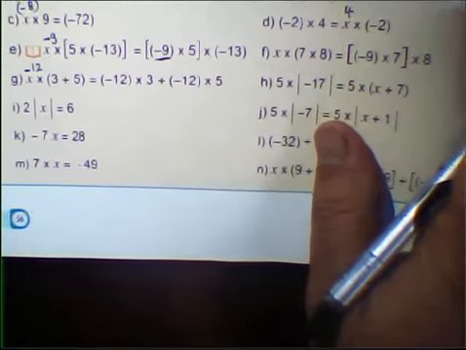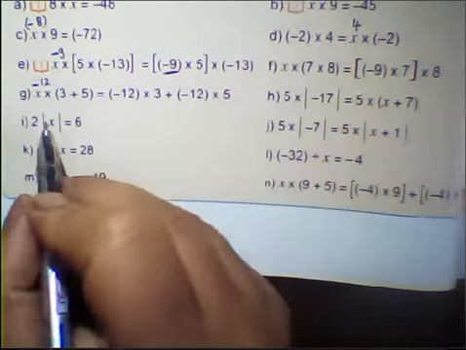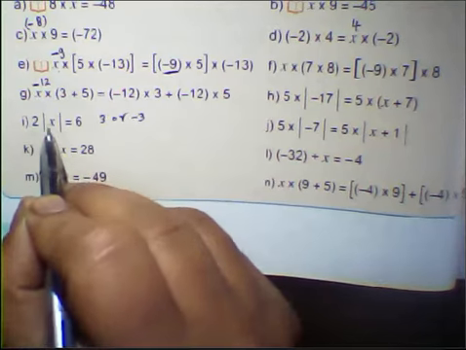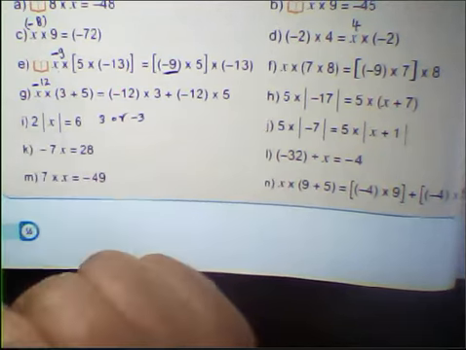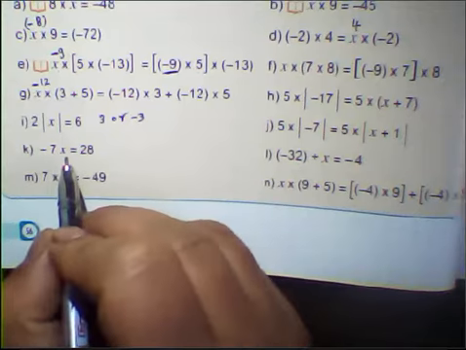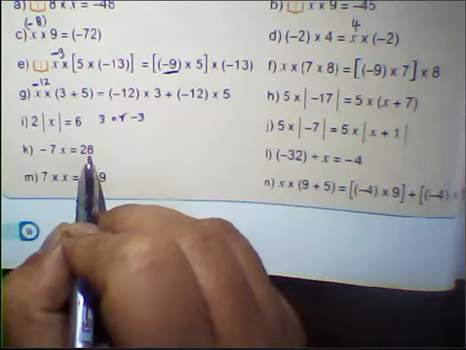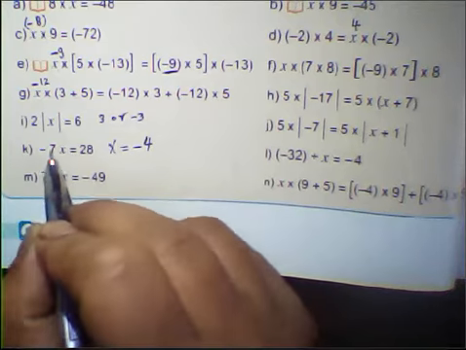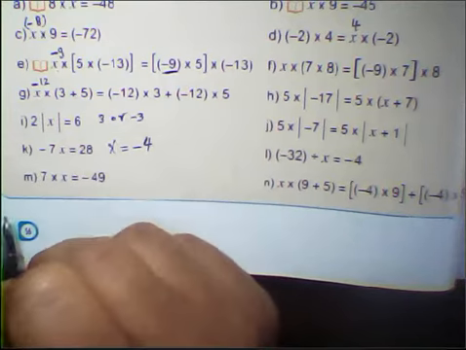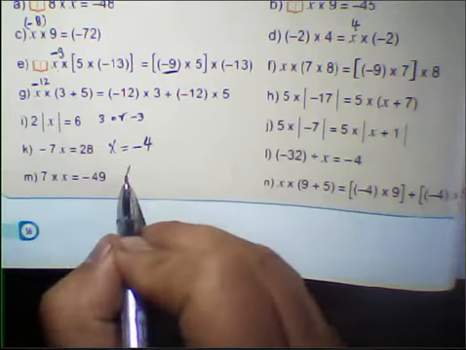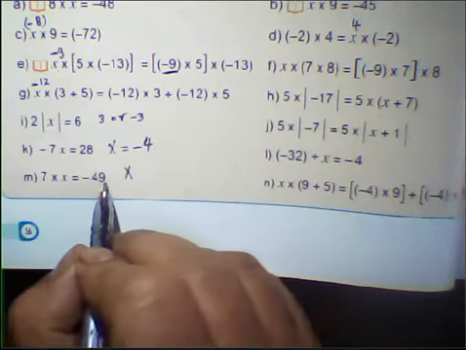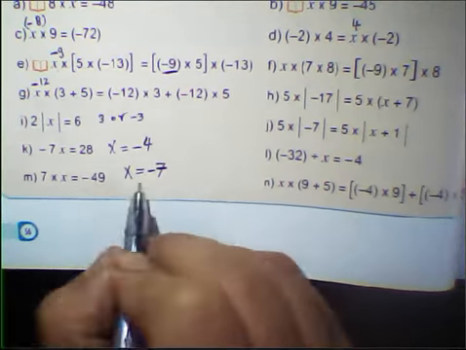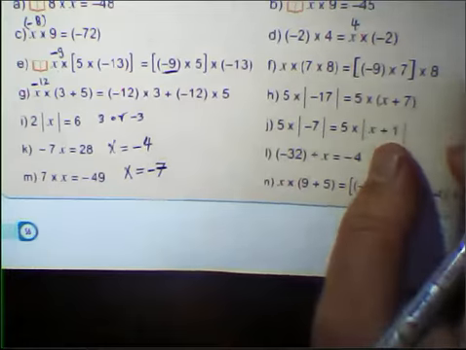2 multiplied by the absolute value of x equals 6, so x will be 3 or negative 3, because x is inside the absolute value. Negative 7x equals 28, so x will be negative 4, because negative multiplied by negative equals positive. 4 times 7 equals 28. 7 multiplied by x equals negative 49, so x will be negative 7. Negative 7 times 7 equals negative 49.